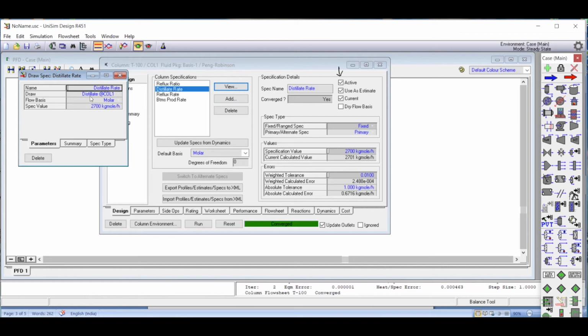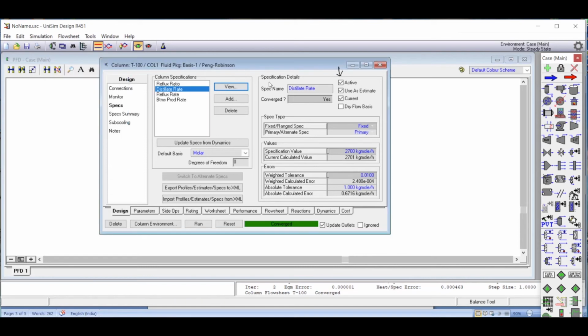this is the distillate rate, and the draw was the distillate at column 1, so that's my column, distillate, and 2700. This is the value we had put in. Now that was my first problem, but now we do not want that. We want to define the bottom flow rate. Of course we are not defining the distillate, so the bottom product rate we have to define.